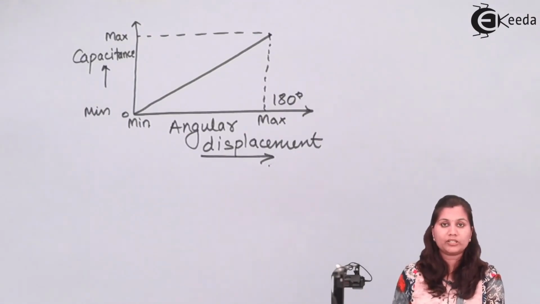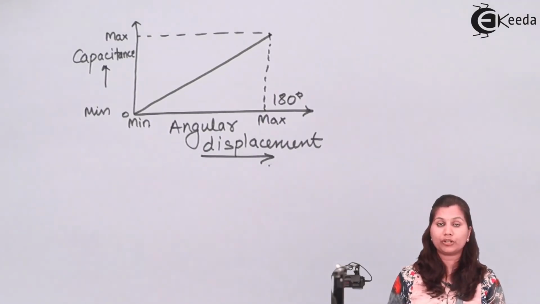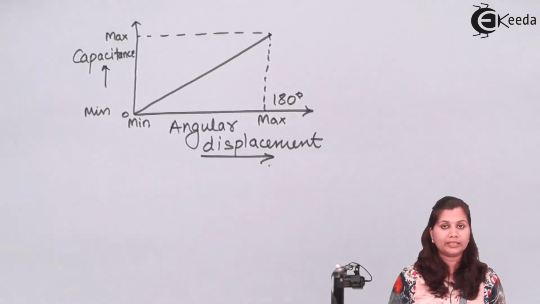So in this video, we have studied capacitive transducers, which measure the displacement by measuring the change in capacitance, and this change in capacitance has occurred due to the change in the overlapping area of the plates. We have seen the case of linear displacement and angular displacement measurement.